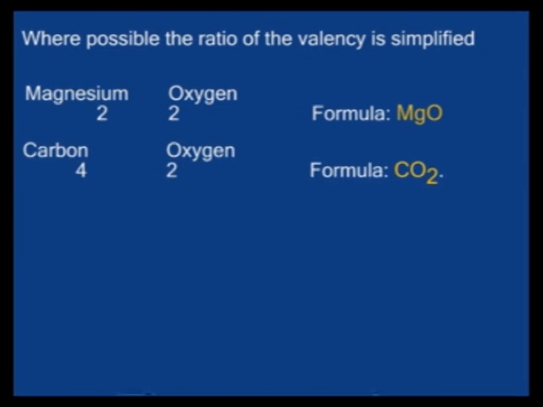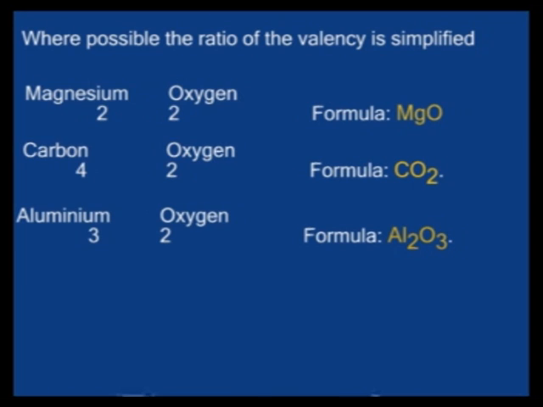Look at carbon and oxygen. Carbon has a valency of 4 and oxygen has a valency of 2. The formula might be C2O4. Now the ratio 2 to 4 can be simplified into 1 to 2, and therefore we have the formula as CO2. Aluminium and oxygen: aluminium has a valency of 3, oxygen has a valency of 2. The formula is Al2O3 and cannot be simplified further.